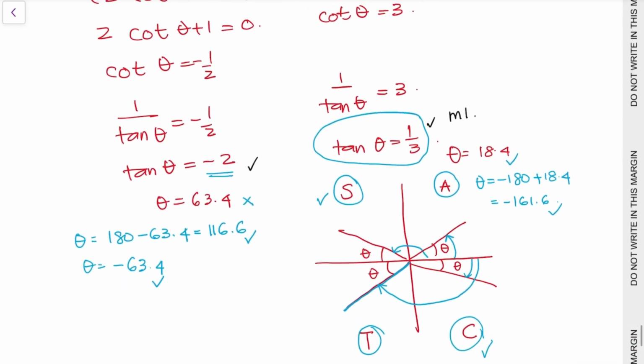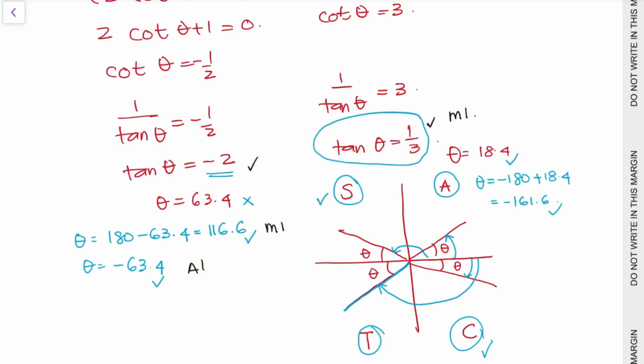Okay? The next mark is 3 marks, which is for your angles. First mark is when you have a correct solution. So I have a correct solution when I have 116.6. I get M1 over there. The next A1 is for another correct solution. I got A1 over here. The last mark is for further 2 correct solutions and no extras in the range. So I got that when I have 18.4 and negative 161.6.